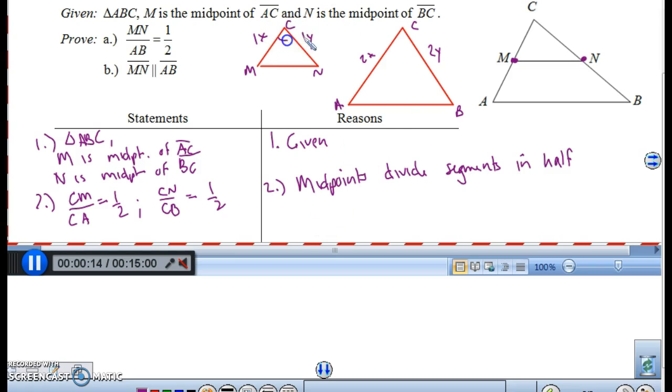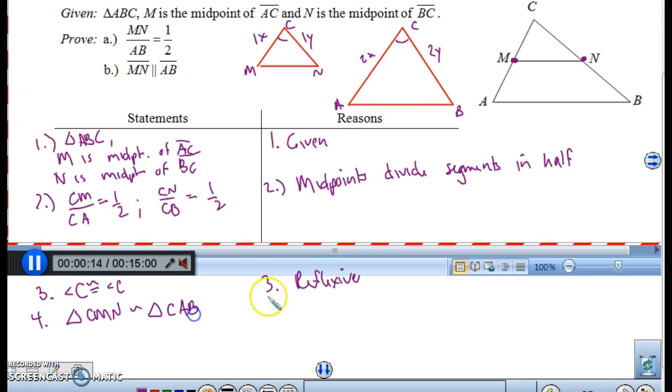Well, what about angle C? Yeah, angle C is the same angle in both triangles. Angle C is congruent to angle C by reflexive. And that means that triangle CMN is similar to triangle CAB by side angle side similarity. Those two triangles are similar.